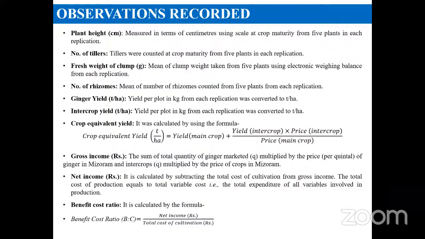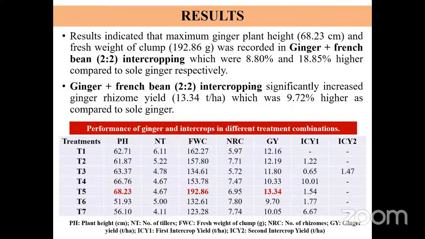These are the observations recorded for the experiment. I will not go into very much detail. Observations recorded are plant height, number of tillers, fresh weight of clump, number of rhizomes, ginger yield, intercrop yield, crop equivalent yield, gross income, net income, and benefit cost ratio.